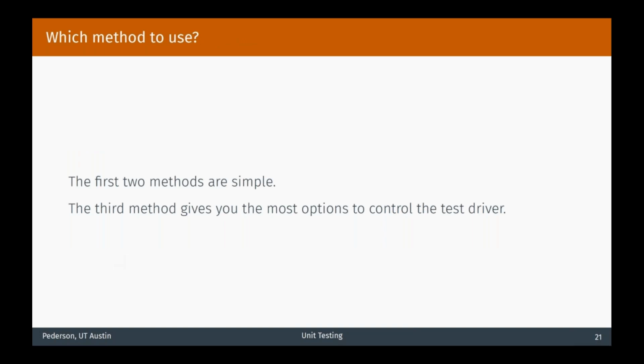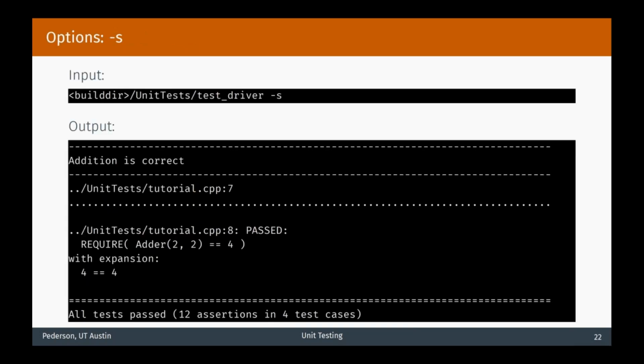So which method to use? The first two are simple. If you're already running Meson, if you're already running Ninja, you just add an extra command, ninja test or meson test, and you're done. The third method is important because it gives you the most control over the test driver. And I'll show you what I mean on the next couple of slides.